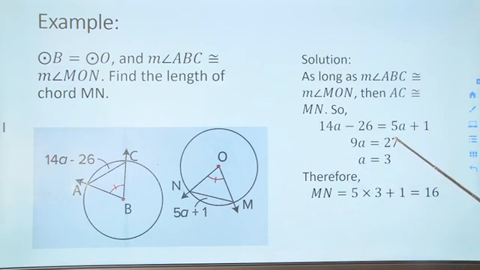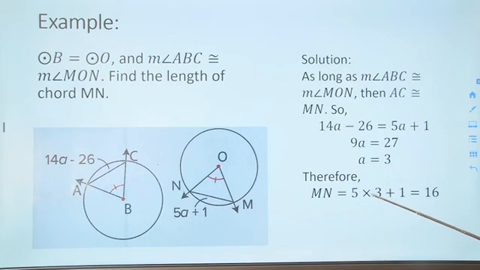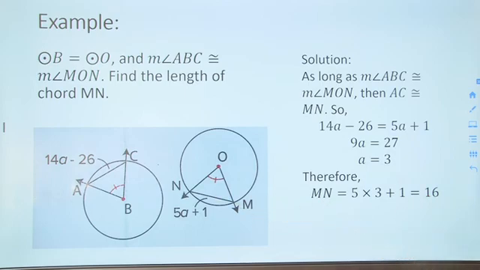Now first of all, we have to find the value of A. So 9 times A is equal to 27, so A is equal to 3. Therefore, the length of chord MN is equal to 5 times A plus 1. So plug in A equals 3: 5 times 3 plus 1 is equal to 16. So the length of chord MN is equal to 16 centimeters.